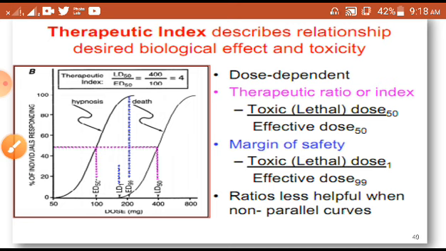So like that, these calculations can be done on the basis of the therapeutic index, right? Later I will explain in detail what we mean by the therapeutic index, what we mean by the therapeutic level, subtherapeutic level, toxic level, right? These all things will be explained later.